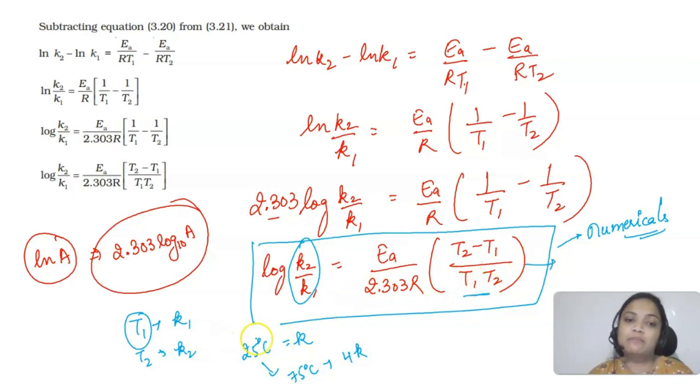But make sure the temperature you are taking is in Kelvin. You know the value of R, so calculate the activation energy. So such type of questions will come: with increase in temperature, the rate constant becomes 4 times its initial value. Calculate the activation energy for the reaction. So for that you must remember this formula. Please remember this.